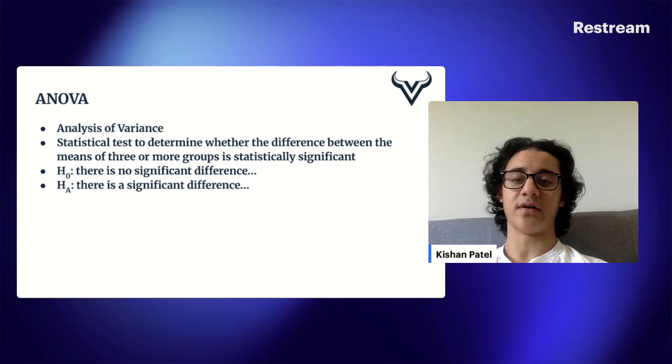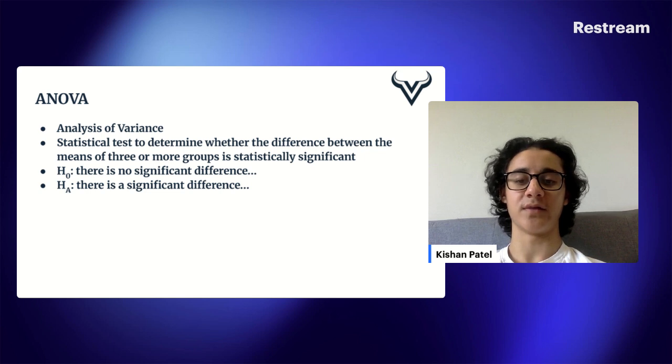Last test we're going to do is called ANOVA. This is analysis of variance. And this statistical test is to determine whether there is a difference between the means of 3 or more groups. Okay, so this is similar to a t-test, except it is between 3 or more groups. And this is likely what you will use more often because the t-test is quite limiting.